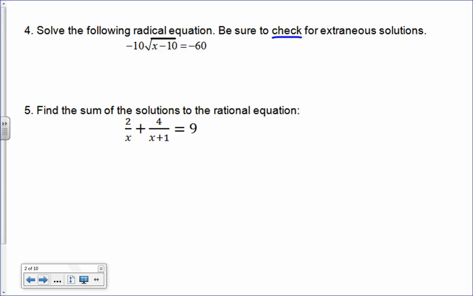The first thing you want to do, though, is get the radical, this piece right here, all by itself. Okay, that's the first piece of this puzzle. Imagine that radical was an x. In front of that x, you see a negative 10, and it's multiplied. So to get rid of that negative 10 in the very front, we have to divide it on both sides of the equal sign. So I'm going to take both sides and divide by negative 10. The negative 10s cancel over here. I'm left with the square root of x minus 10 equals positive 6.